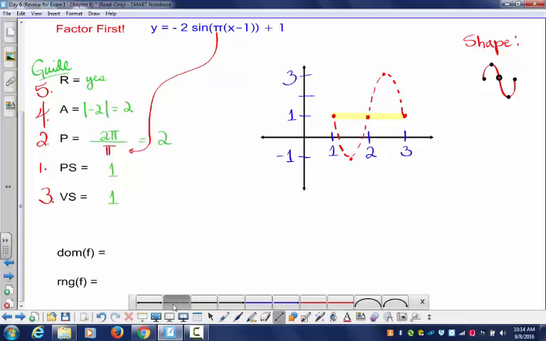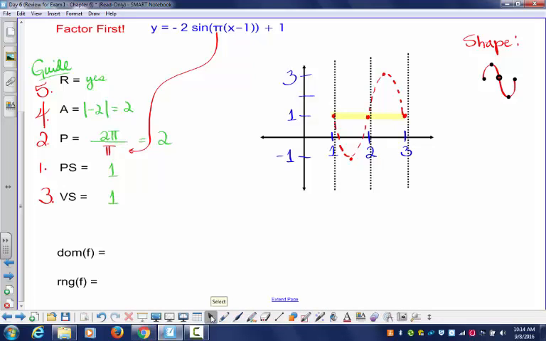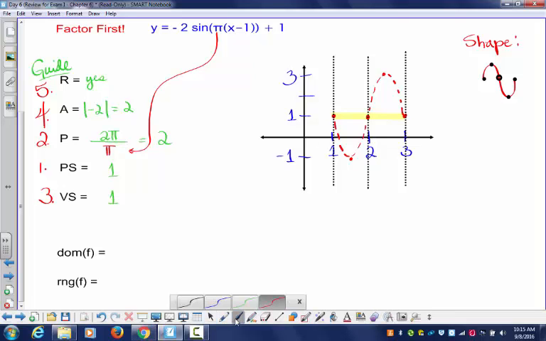Anywhere that sine crosses the center line, we will have a vertical asymptote for cosecant. So we have these three vertical asymptotes, right where the guide crosses the center line. Now we just have to draw the arches. And for a cosecant, the arches are nice and connected.